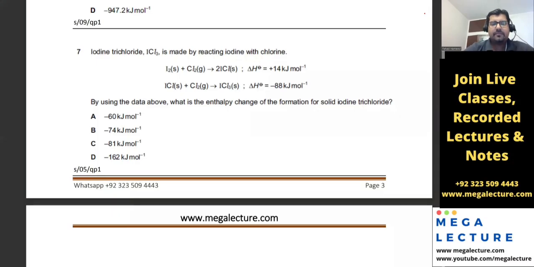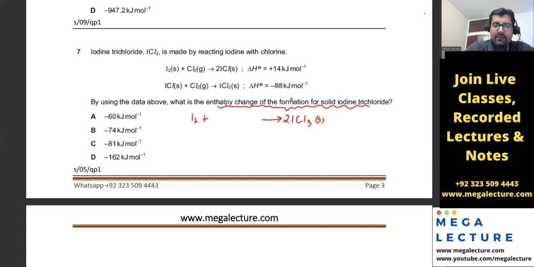So they're asking for the formation of solid iodine trichloride, right? So the enthalpy change of formation of iodine trichloride solid. So 1 mole of this has to be formed from its constituent elements. The elements are I2 and 3Cl2.